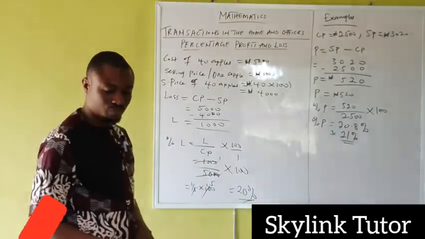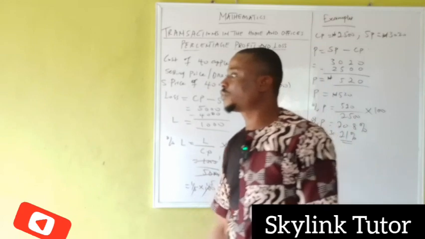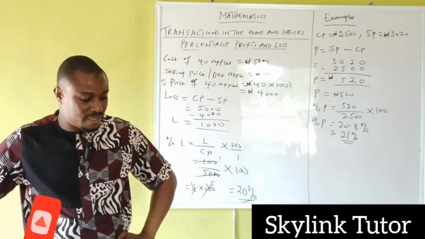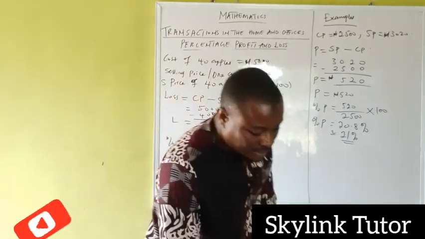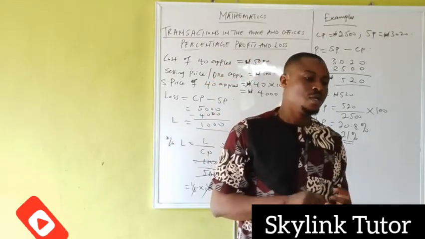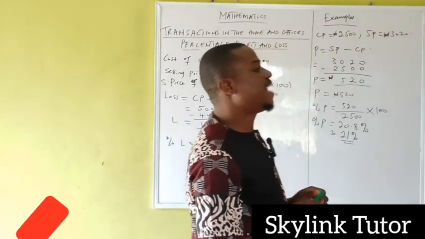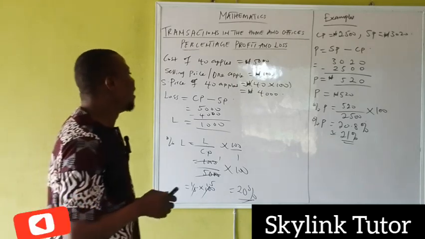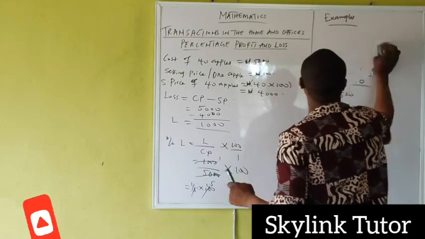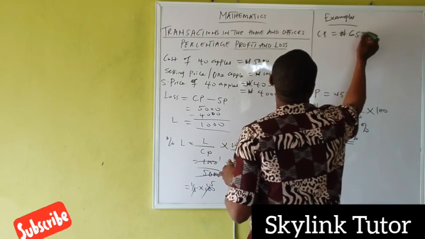So we have done 2 different examples. So let's continue again. This time around, we want to do different things. A dealer buys an article for 65,000 naira. That means the cost price is 65,000 naira.